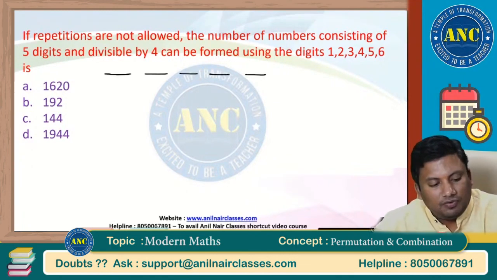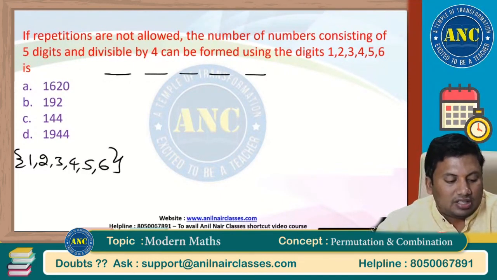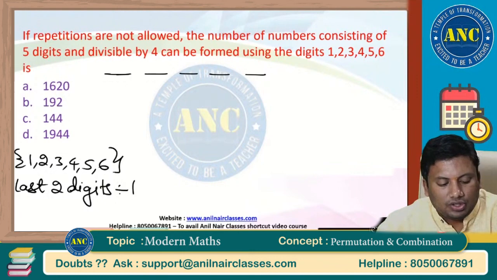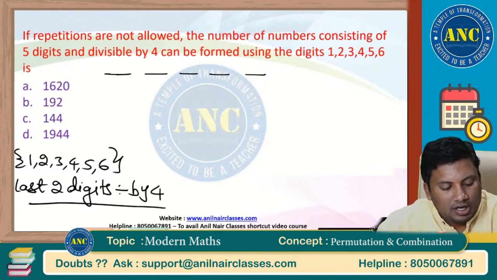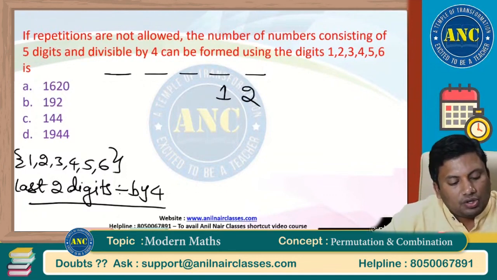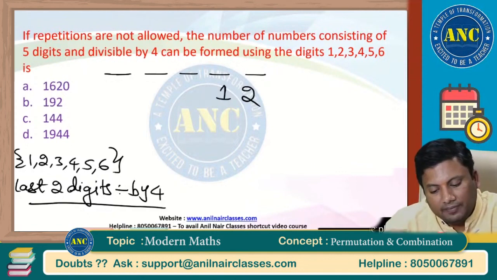This is 5-digit numbers. Which all digits are there? 1, 2, 3, 4, 5, 6. What is the concept? Last 2 digits should be divisible by 4. Last 2 digits, which all cases? 1 is 12. Let us go slowly. 12, 13, 14, 15, 16.